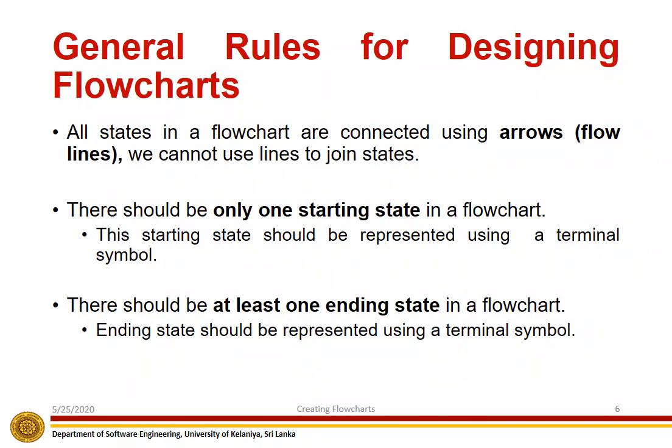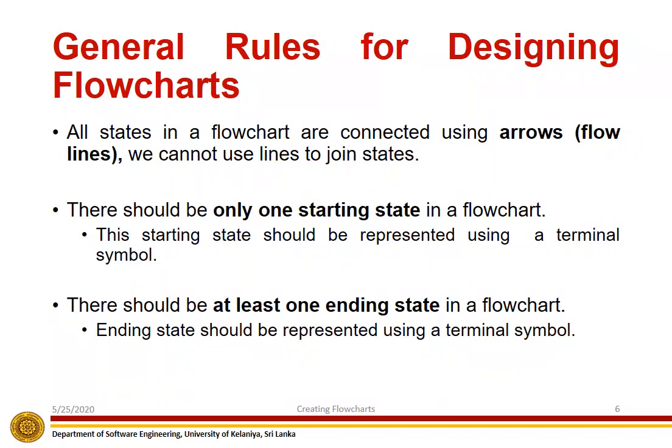General rules for designing flowcharts. The first one is that all states in a flowchart are connected using arrows. We cannot use lines to join the states, only arrows. The second one is that there should be only one starting state in a flowchart. As I mentioned earlier, the starting state should be represented using a terminal symbol, a rounded rectangle, and you should write the word start inside of that.